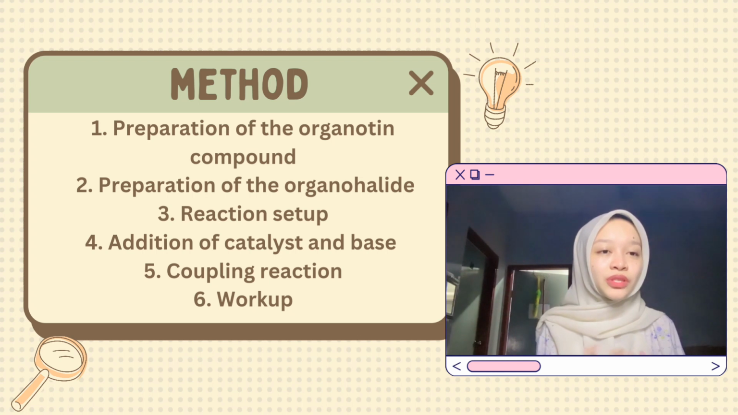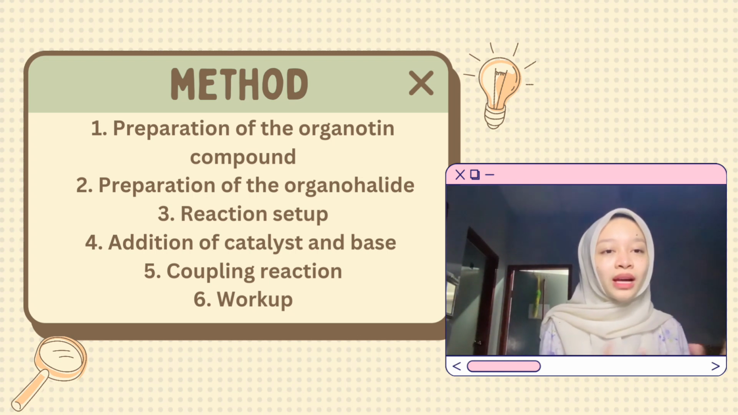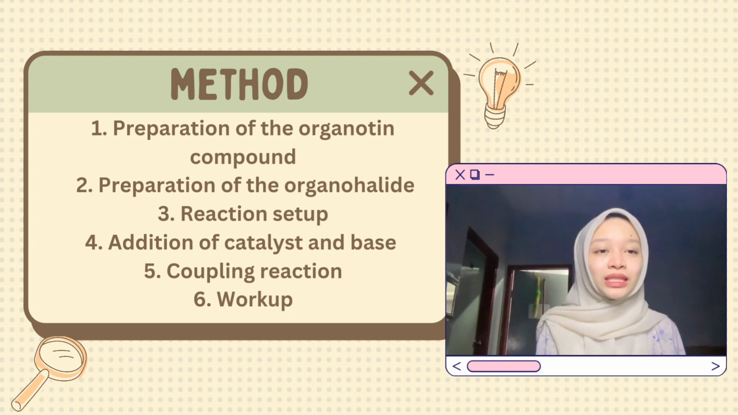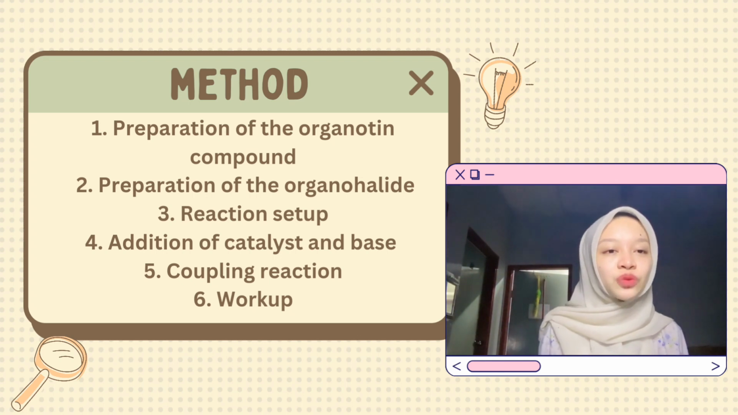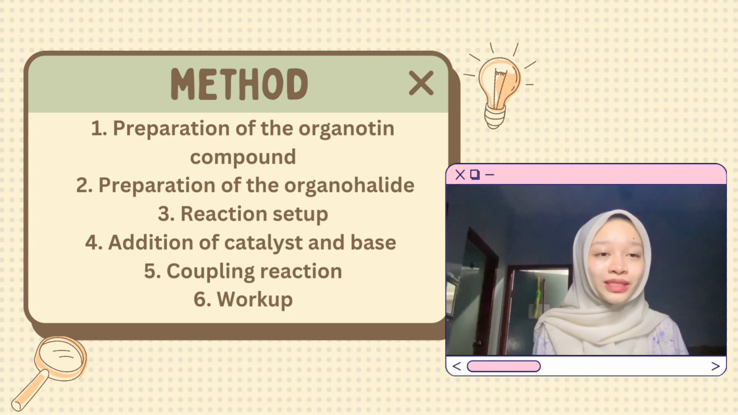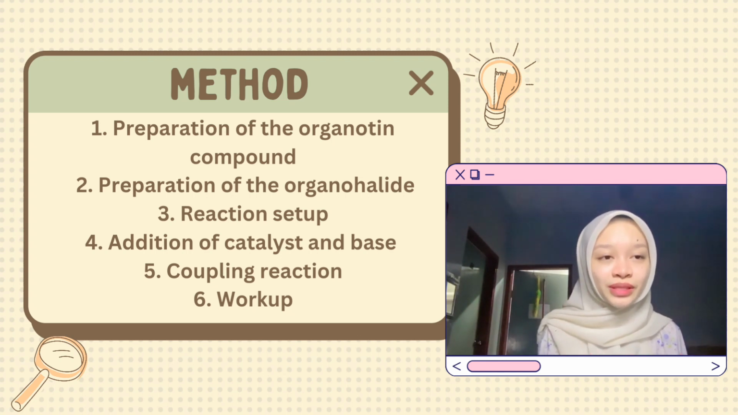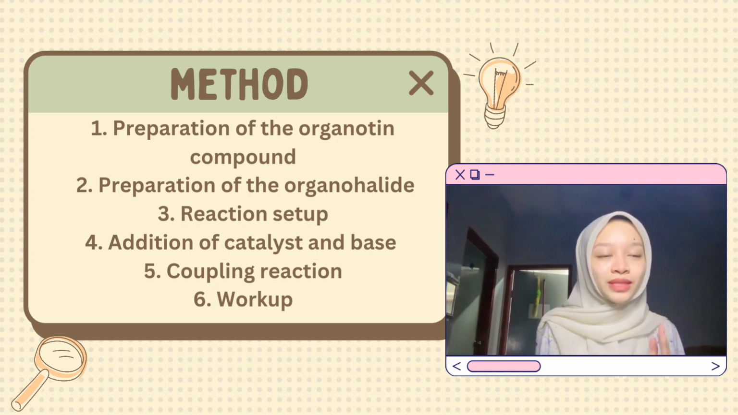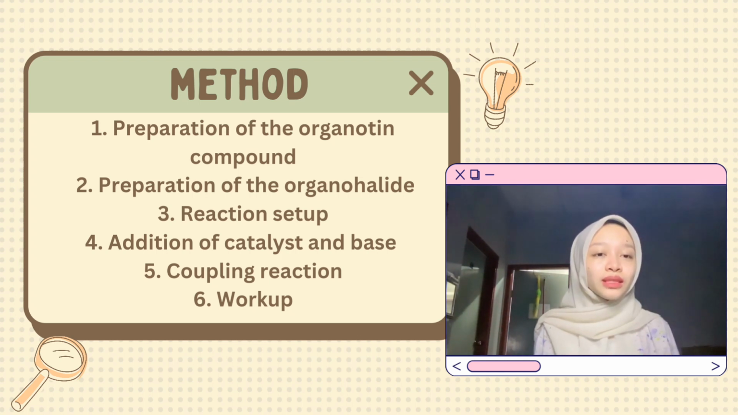After the coupling reaction is complete, we proceed with the workup. This typically involves quenching the reaction with a suitable reagent such as water or an acid to deactivate the catalyst and remove any remaining impurities. The final product can then be isolated and purified using standard techniques. In a nutshell, starting with the preparation of the organotin compound and organohalide, followed by the reaction setup, addition of catalyst and base, the coupling reaction itself, and finally, the workup to isolate the desired product.